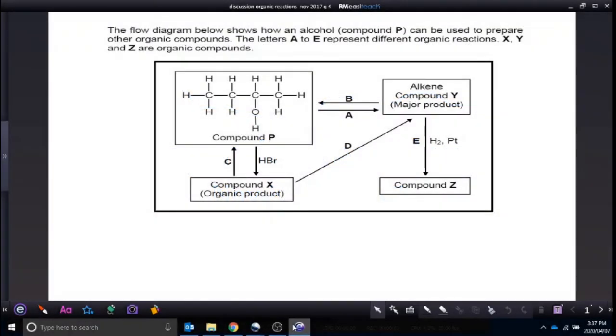So this morning we had a discussion on organic compounds. What we discussed was the November 2017 question 4, which I sent this afternoon. We discussed how reaction A looks, how reaction B looks, how C looks, how HBr looks, D and E.